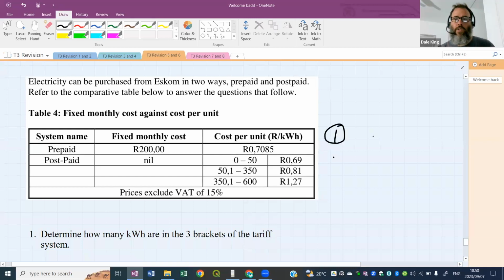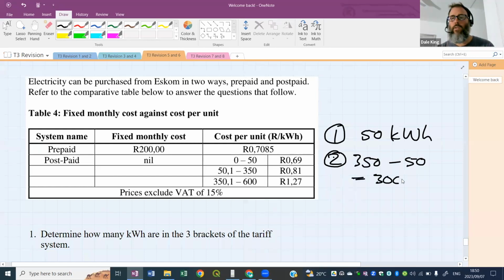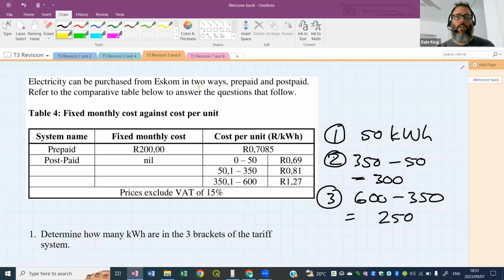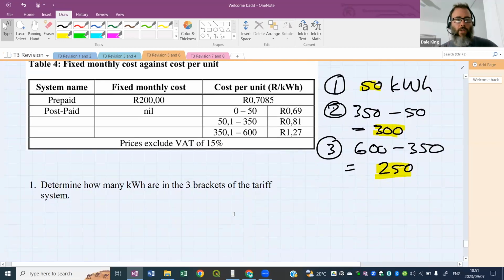For the first bracket, we've got 50 kilowatts. We can see that. That's easy to do. For the second bracket, we'll subtract: 350 minus 50. Don't say comma 1. You just do that. That gives me 300. The next bracket, we've got 600 minus 350. This gives us 250 in that bracket. So we've got 50 in the first bracket, 300 in the second bracket, and 250 in the third bracket. That answers question number 1. I hope you guys are all with me. Don't put the comma 1, please.